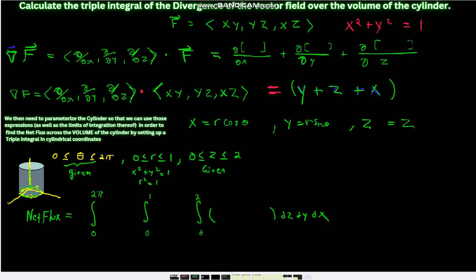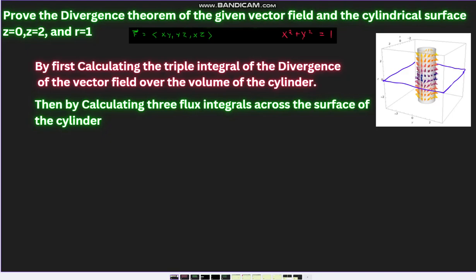In this video, we are going to be calculating the triple integral of the divergence of the vector field over the volume of the cylinder. That's the first part. But we will be proving the divergence theorem of the given vector field and the cylindrical surface, z equals 0, z equals 2, and r equals 1.